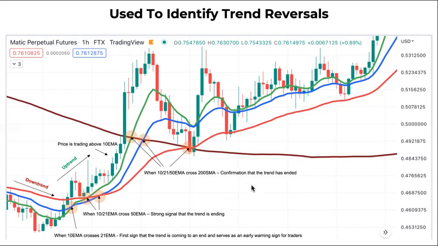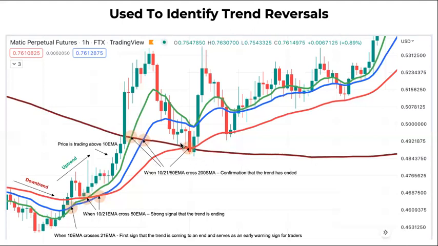Okay, and the confirmation will take place when all three EMAs cross the 200 moving average. Now that is a strong confirmation that the downtrend has ended. So some traders may choose to enter a long position here. Some more conservative traders may choose to enter a position when they see all three lines crossing the red line.